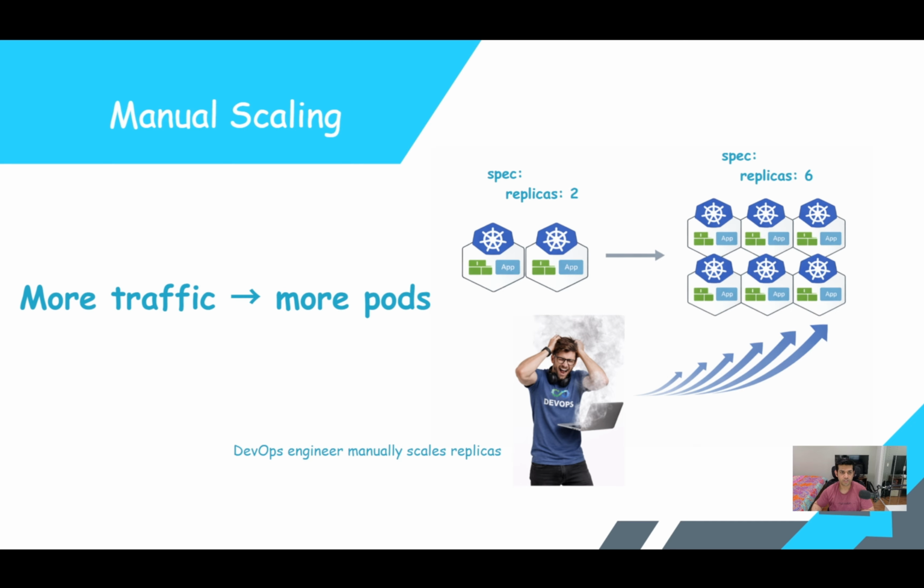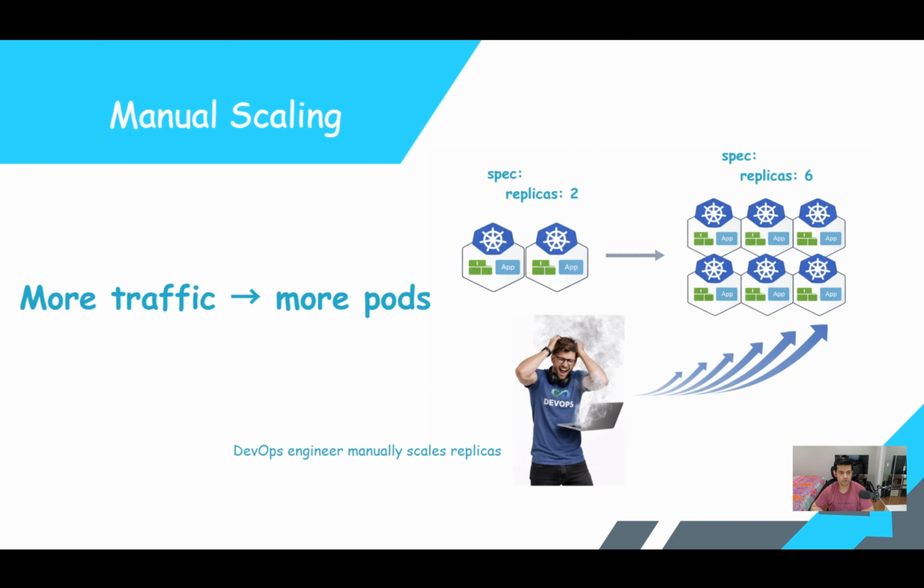Now let's talk about scaling. Imagine your traffic increases suddenly: more users, more requests, and more load. With deployments, scaling is simple. You can manually increase the number of replicas, for example, from 2 pods to 6 pods. But in the case of manual scaling, the load falls on the DevOps engineer, who has to continuously monitor the traffic and the physical resources of the cluster and take necessary action based on the load.